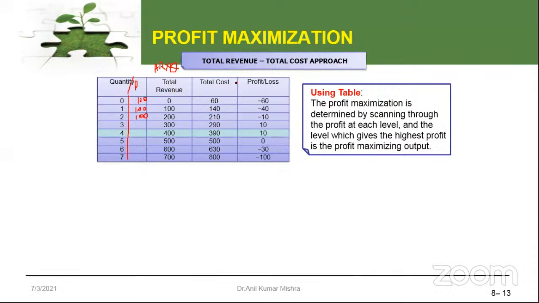When you take the difference between TR and TC, that is called the profit. If profit is positive, it's called the profit. If the profit is negative, that's called the negative profit or the losses. Okay, then how do we represent this with the help of a figure? Let's start with the figure.